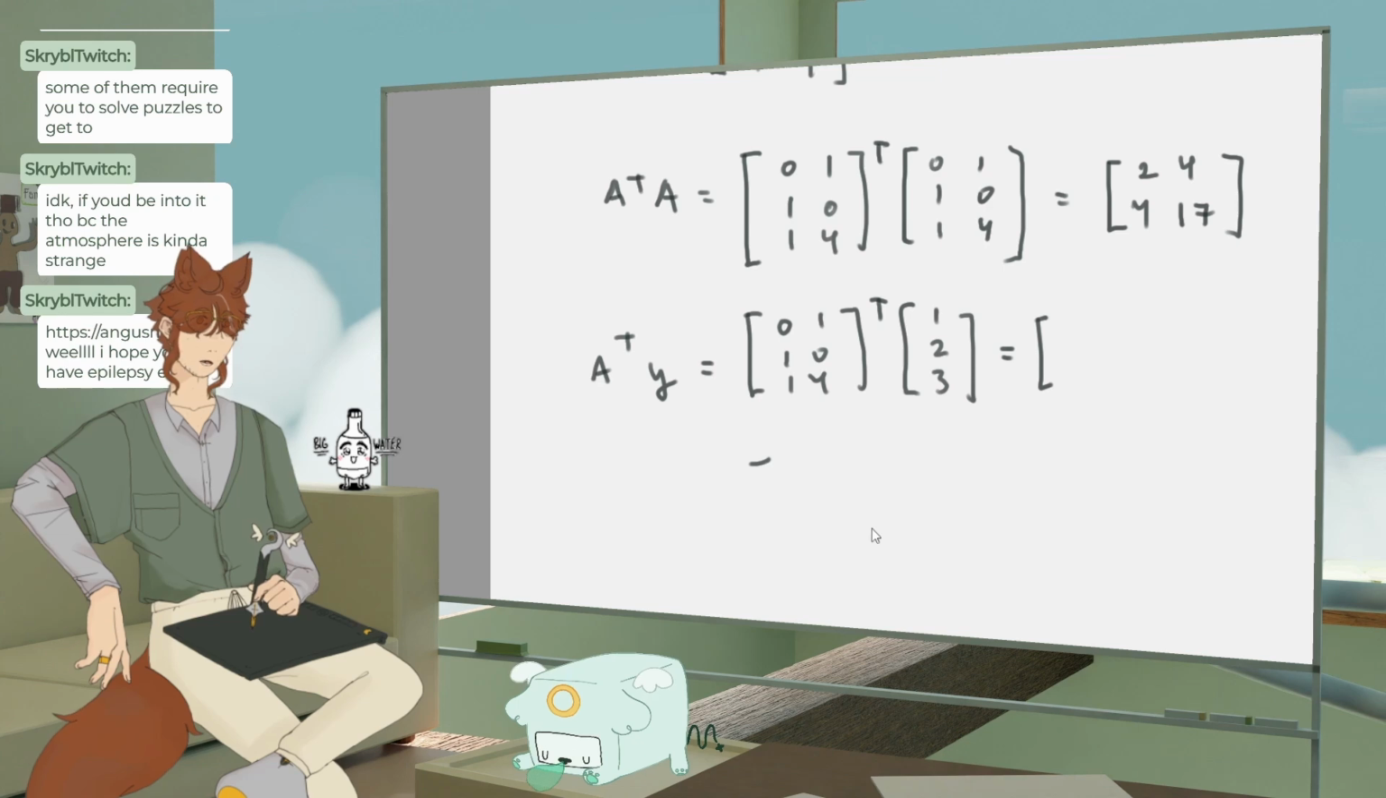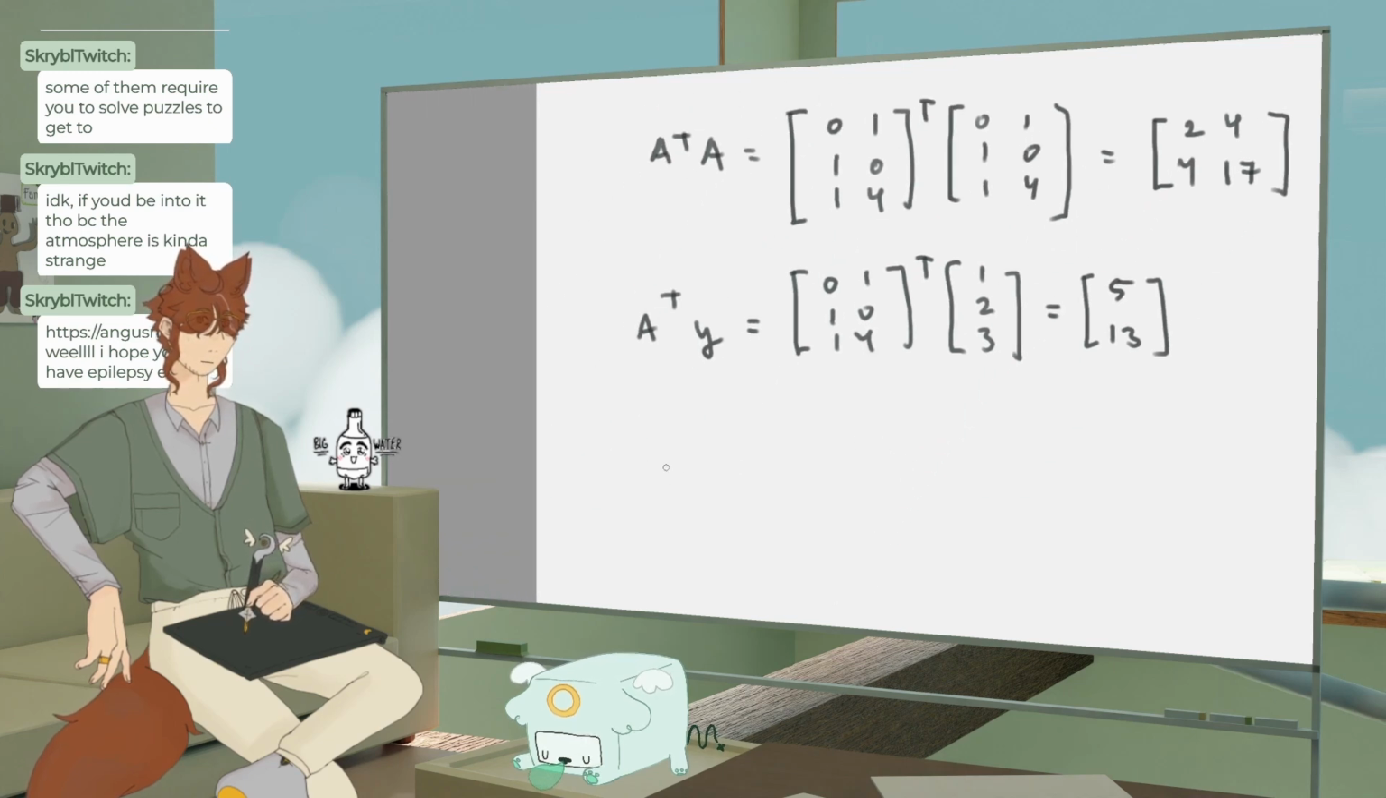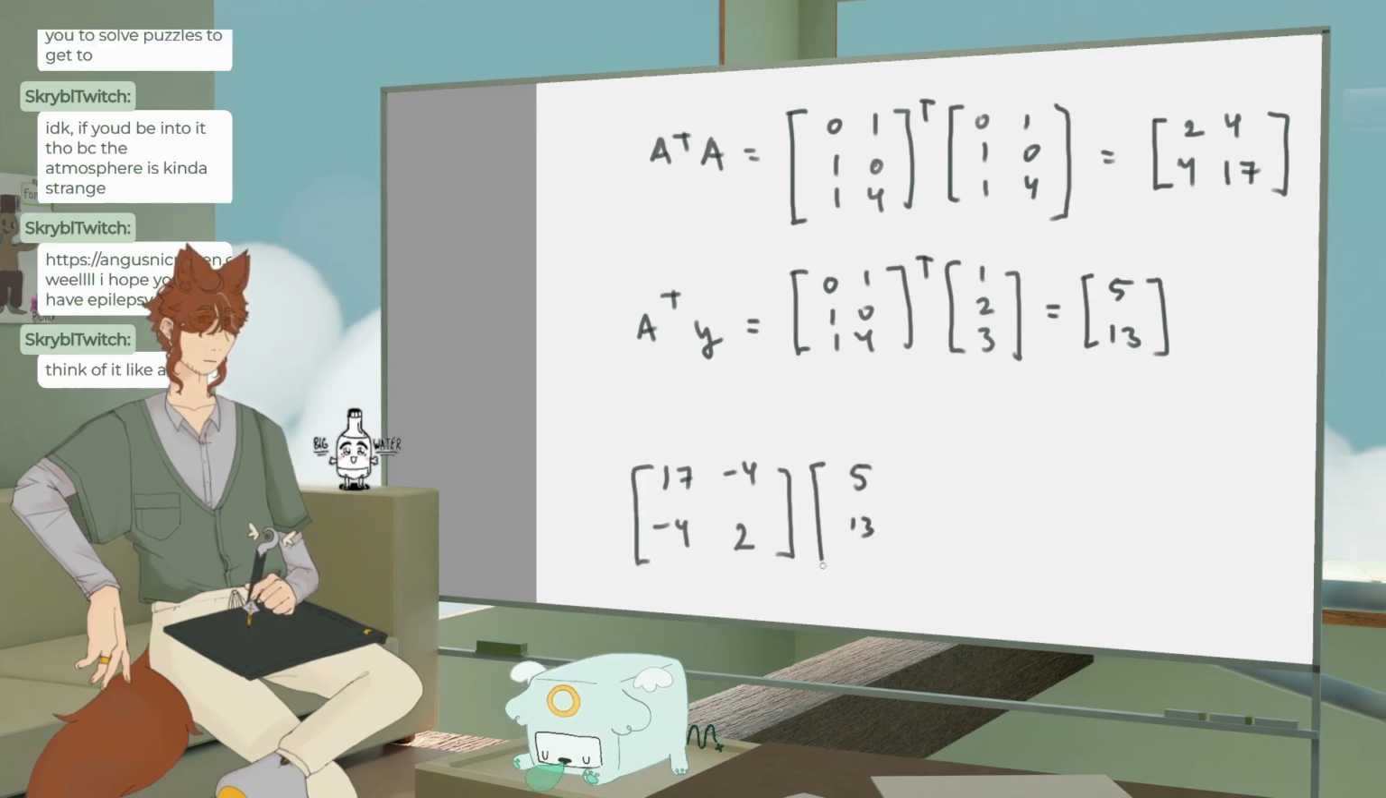I think... Okay, it's a 2 by 1. Okay, so we do the first one, so it'll be 0, 2, 5, 1, 0, 12, 13. And then we have to flip these, so 17, -4, -4, 2, times 5, 13. Now we're trying to find the point, so we're gonna have to change bases.